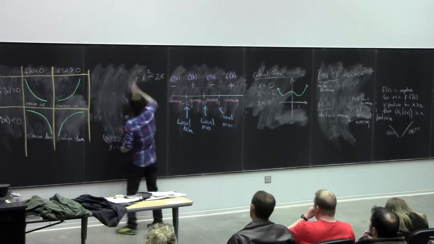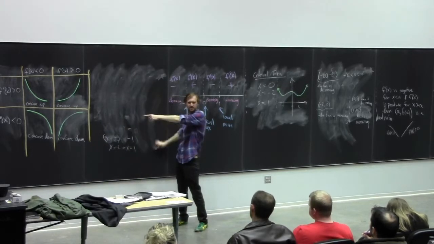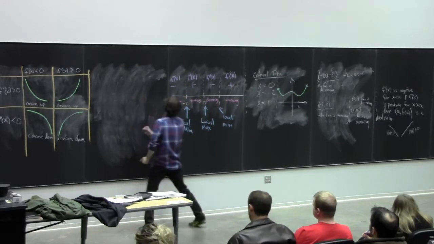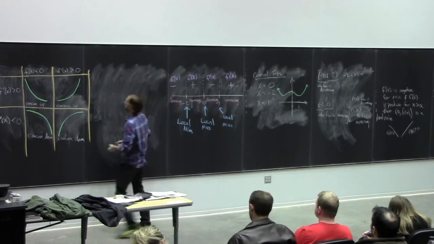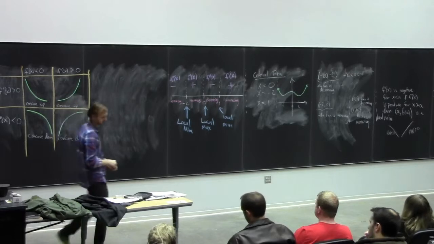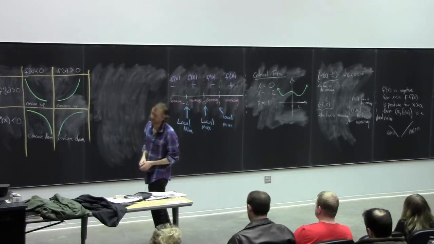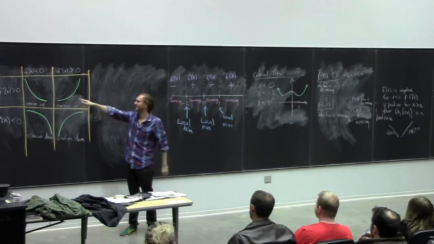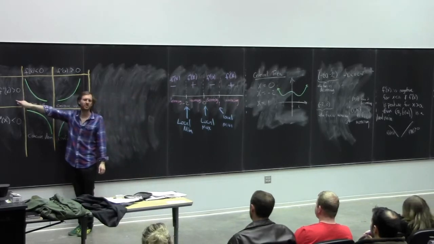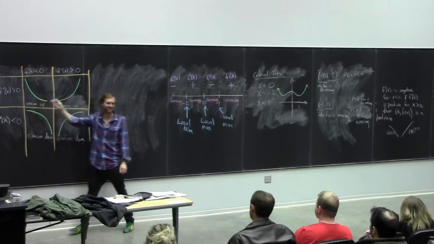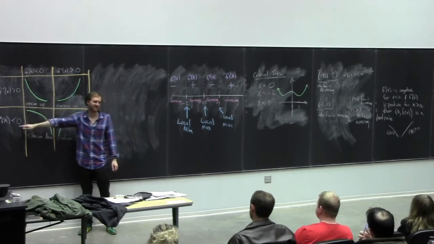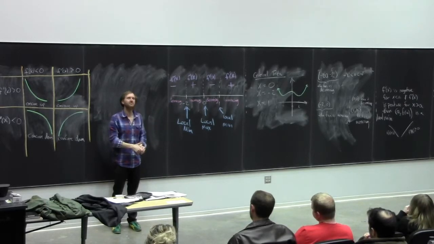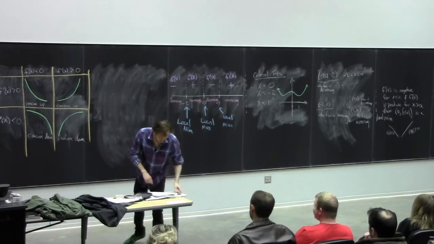A test for concavity. Does anybody have any questions about this? All right, so test for concavity. We're not going to write it down because it's stupid. The test for concavity is this right here. What does it tell you? If the second derivative is positive, then it's concave up. If the second derivative is negative, then it's concave down. Up for positive, down for negative. Right, okay, there, done.